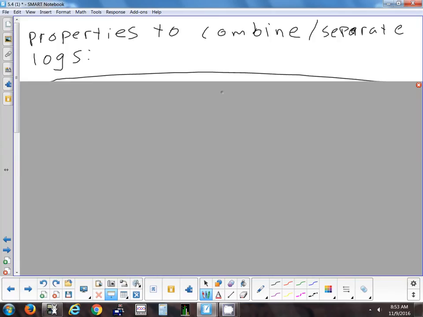Okay, some of these properties I'll show you why they work on the calculator. The last property I'll actually kind of prove to you with algebra, but we're not going to prove every one of these properties.